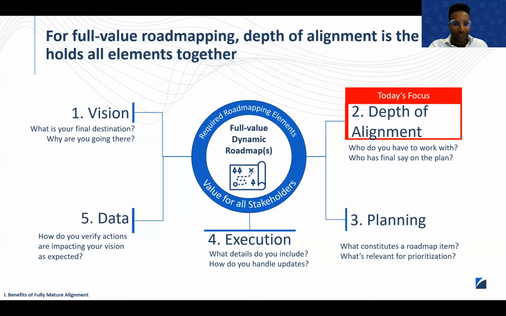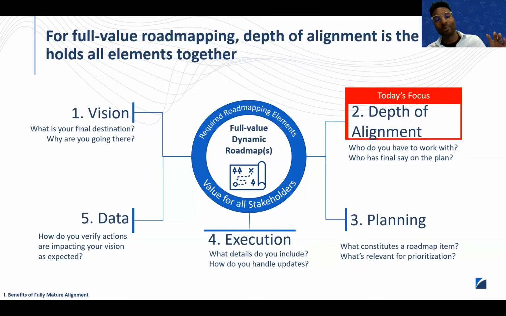Right, so for full value road mapping, as we saw earlier, depth of alignment is the glue that holds all of those elements together, right? It's through our alignment processes that we establish a vision. That's how we plan as well. So who do we need to plan? Who's going to be a part of it? Then, of course, we move into execution, executing on that plan, making sure we detail our plan as much as we can, and of course update our roadmap as time passes and reality changes.